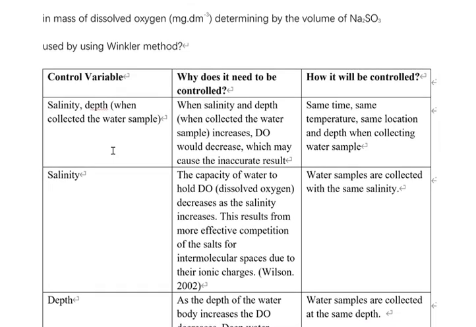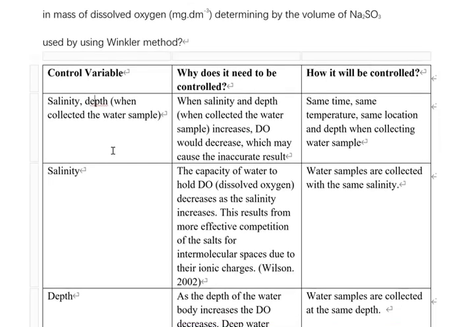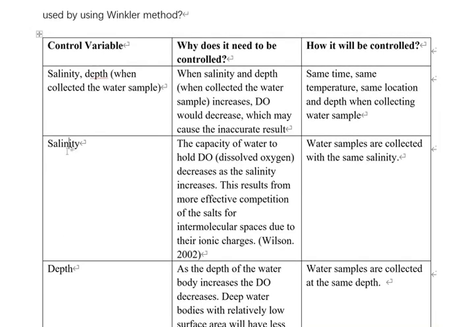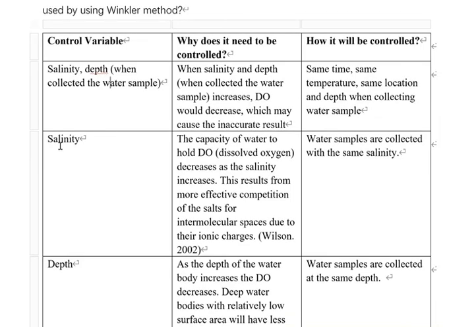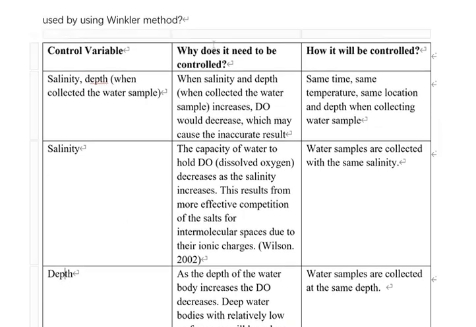So when we are discussing the control variables, we have to keep each control variable in separate rows, not the same row. In this case, salinity and depth have to be in different rows. Okay, and then why does it need to be controlled?